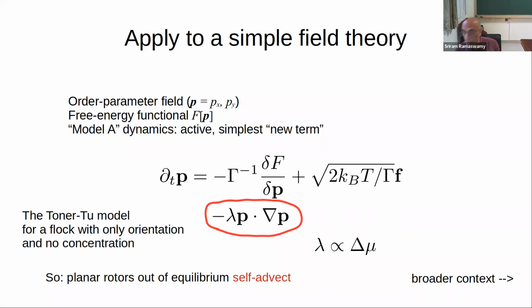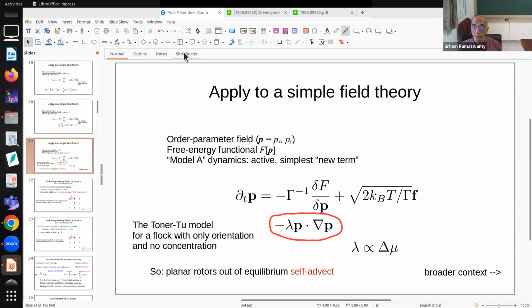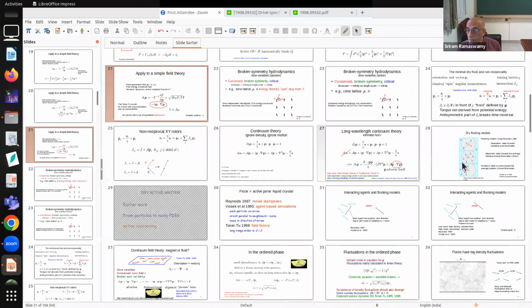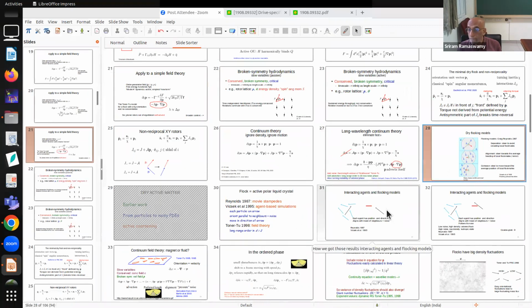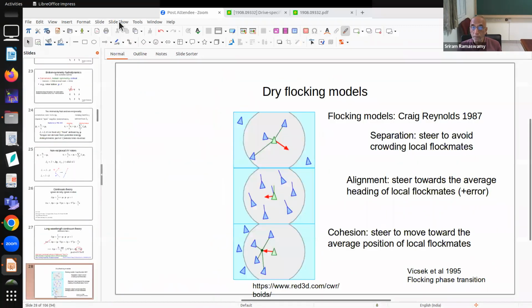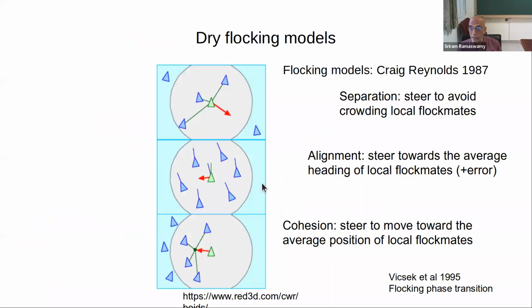The interesting thing is that if you take this model and put in essentially the aligning tendency and a rule that says that the direction in which these guys are pointing is the direction in which they move, you will end up getting that dynamics.